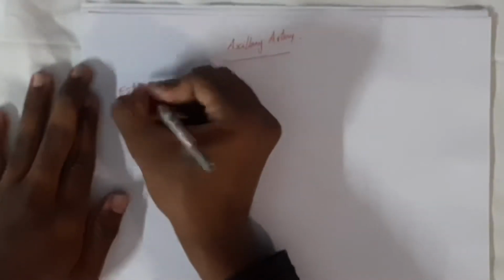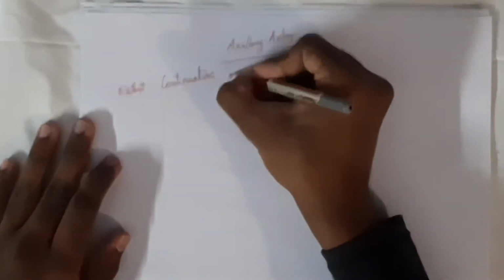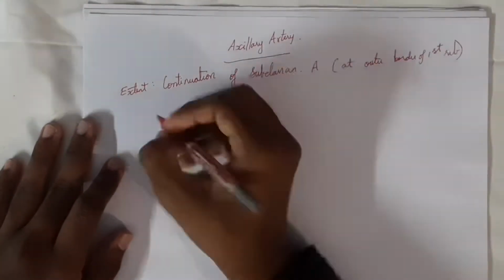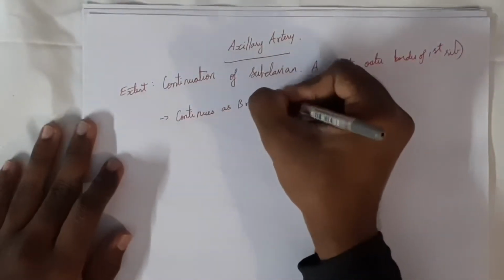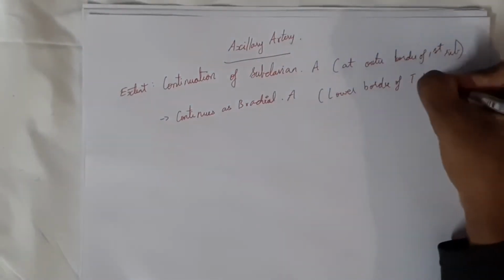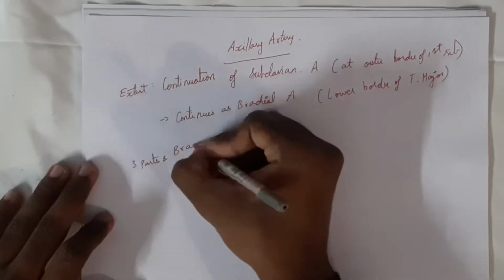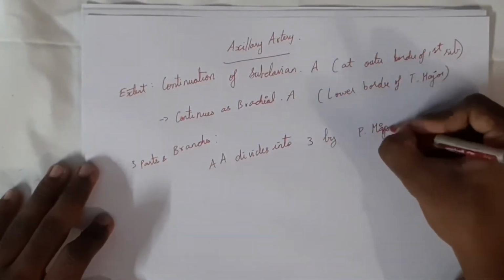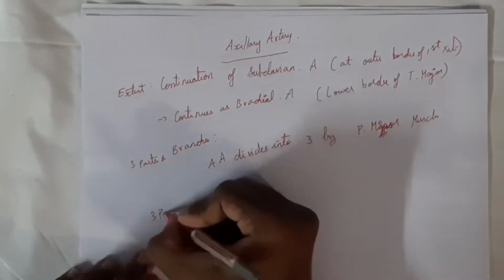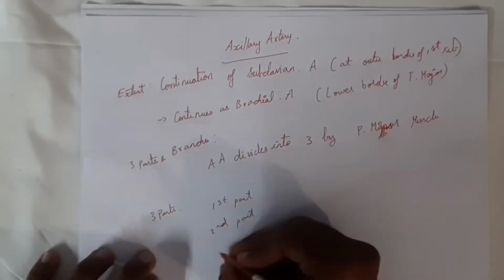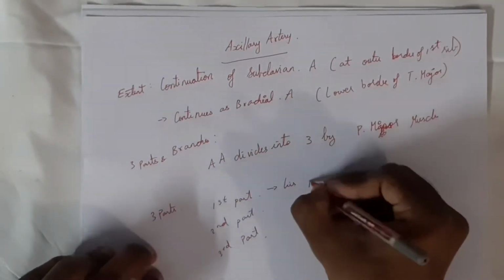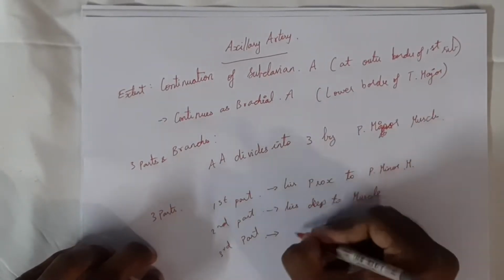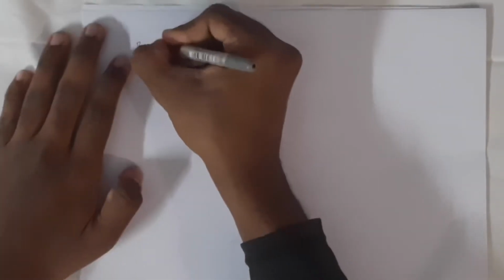And now we move on to the axillary artery. Extent is from the continuation of subclavian artery at the outer border of the first rib and continues as the brachial artery at the lower border of teres major. There are three parts and branches. The axillary artery is divided into three parts by the pectoralis minor muscle. And there are three parts. The first part lies proximal to pectoralis minor muscle, second part lies deep to the pectoralis minor muscle, and the third part lies distal to the muscle.